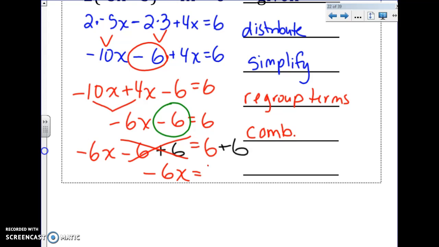Negative 6x equals 12. And my final step is I want to get the x alone by getting rid of that negative 6. So I divide both sides by negative 6. And I get x equals negative 2.